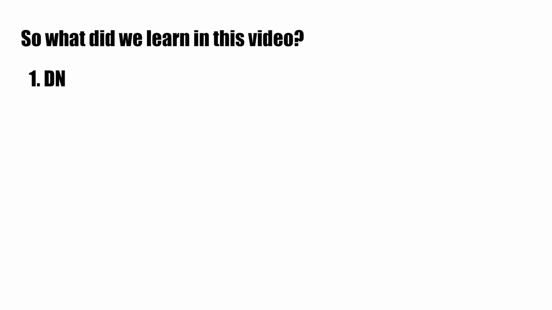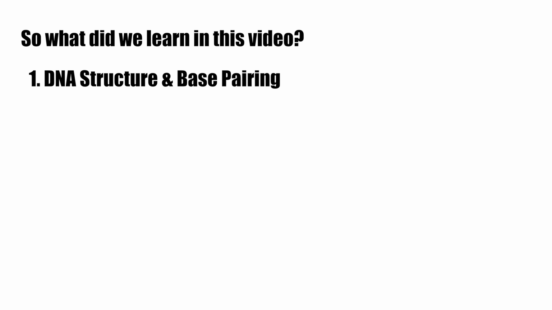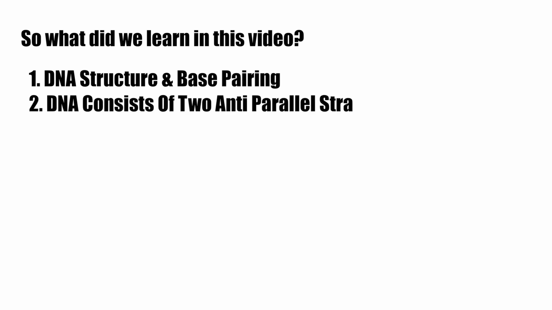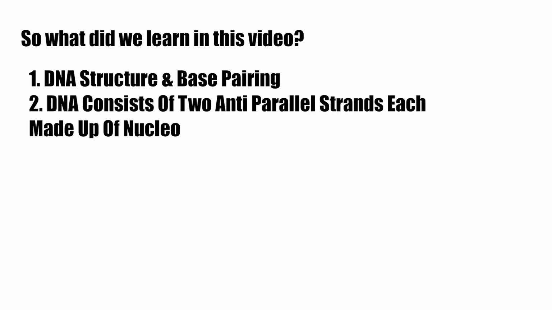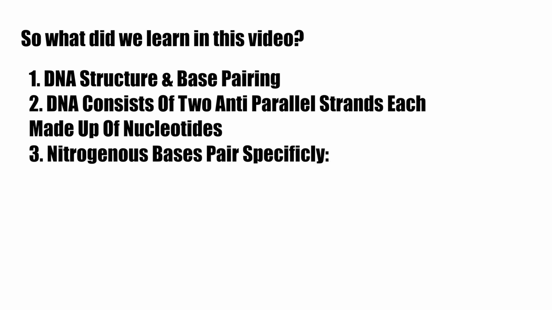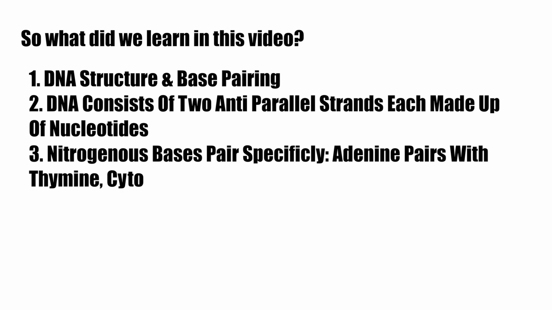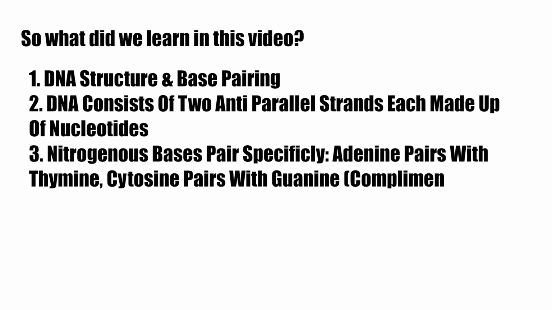Well, firstly, we learned about DNA structure and base pairing, and we know that DNA consists of two antiparallel strands, each made up of nucleotides. The nitrogenous bases on each strand pair specifically. Adenine pairs with thymine, cytosine pairs with guanine. This complementary base pairing is essential for accurate DNA replication.